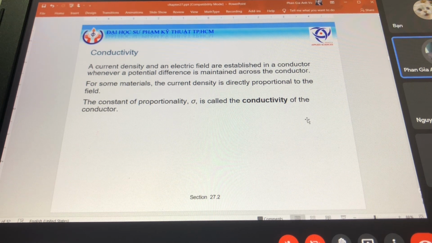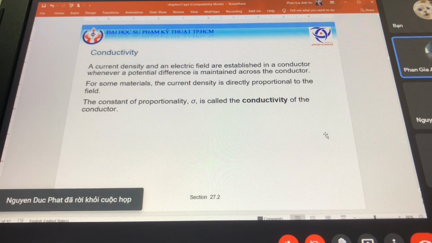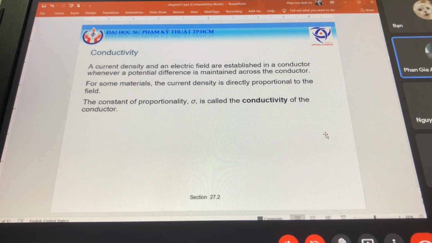Conductivity describes the ability of the conductor to let the free charges go through the environment or the conductor. So when sigma is big, then we say this conductor is good in conducting, in letting the free electrons or protons go through.